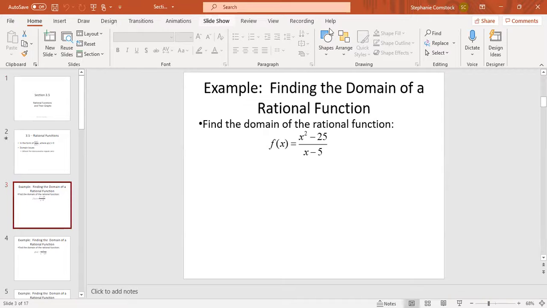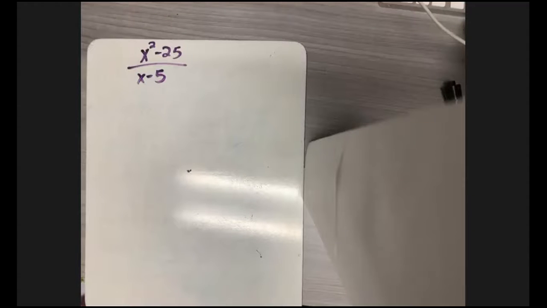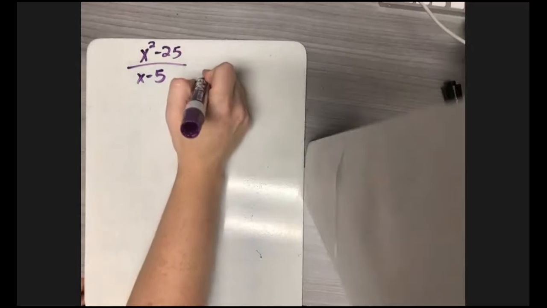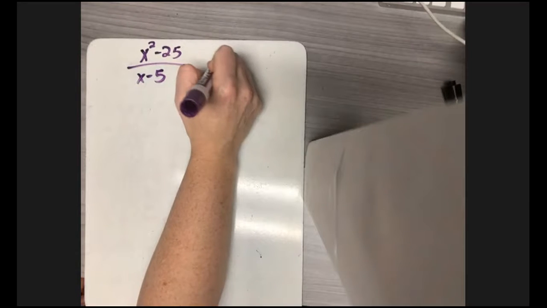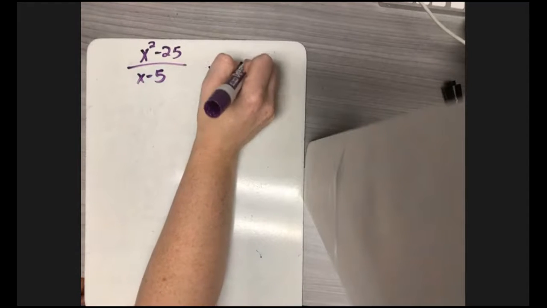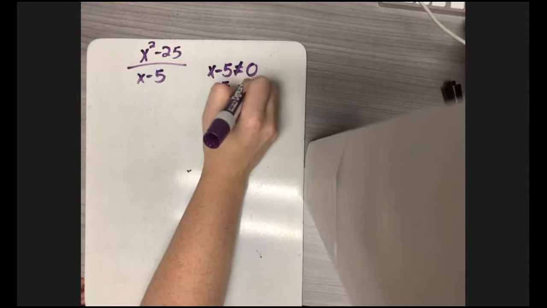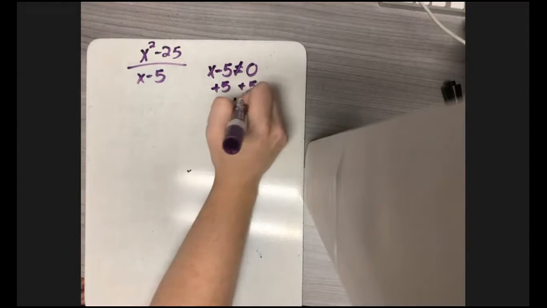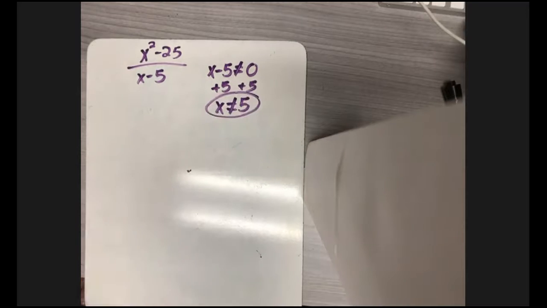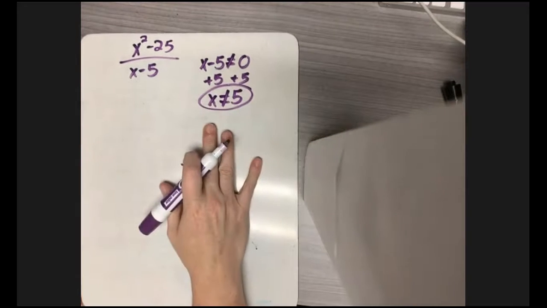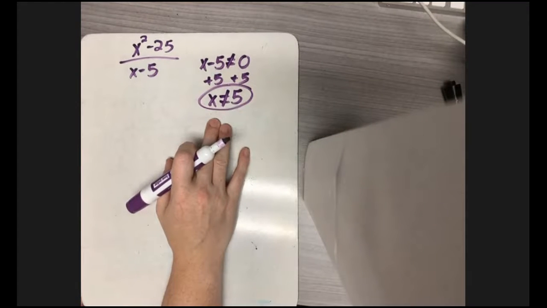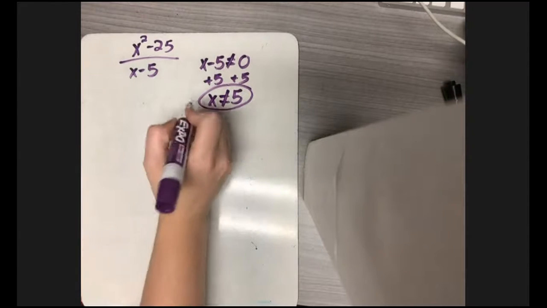So the first one that we're going to look at, we've got x squared minus 25 over x minus 5. If we're going with this concept, x minus 5 cannot equal 0. I'll add the 5, so x can't be 5. There's our domain. This is a perfectly acceptable response for a domain. This implies that x can be anything else that it wants to be besides 5. That's the only one that's off limits.